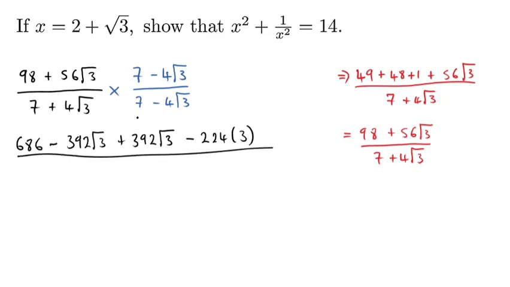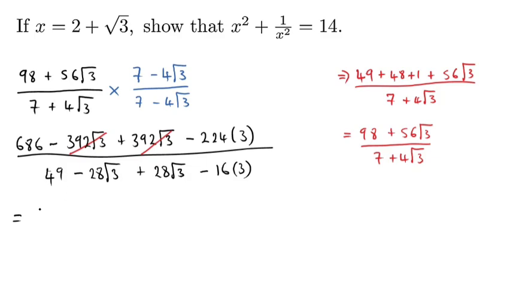The denominator, 7 times 7 is 49. 7 times 4 root 3 will be negative 28 root 3. 4 root 3 times 7 is positive 28 root 3. 4 root 3 times 4 root 3 is negative 16. Root 3 times root 3 is 3. So you can see that these two are the same. One is positive, one is negative.